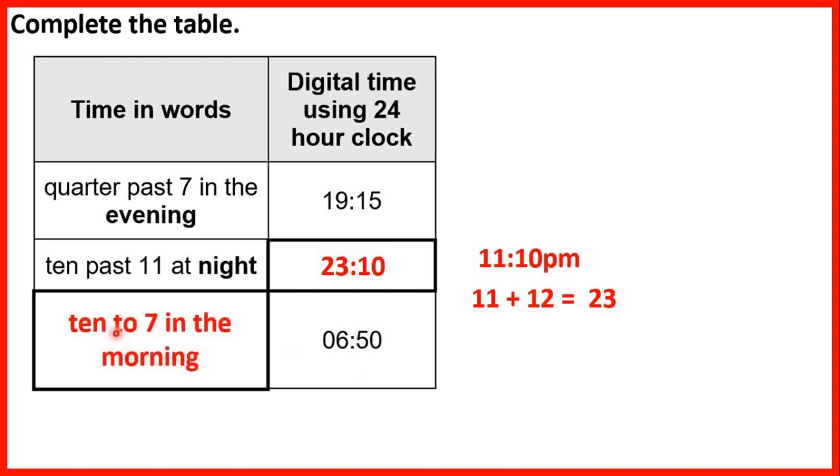So we can say that it's 10 to 7 in the morning, because it's 10 minutes to 7 o'clock, and this 0 tells us that it's an AM time, it's in the morning. In fact, it's not just a 0, it's any number less than 12, tells us that we have a time in the morning.